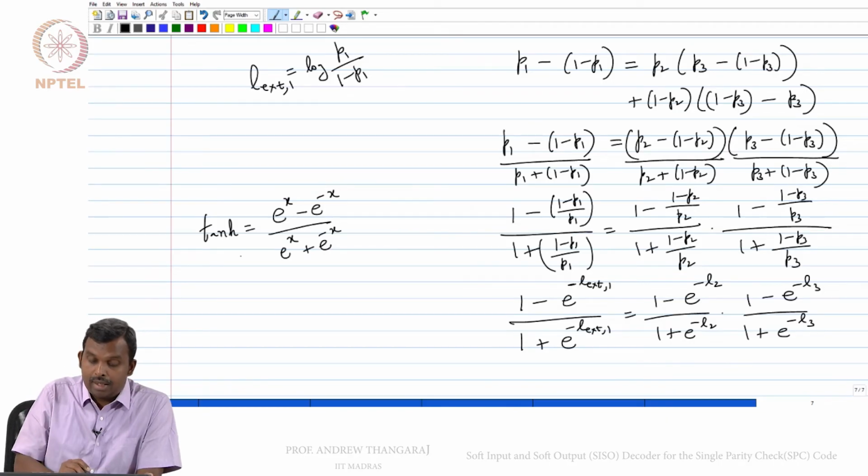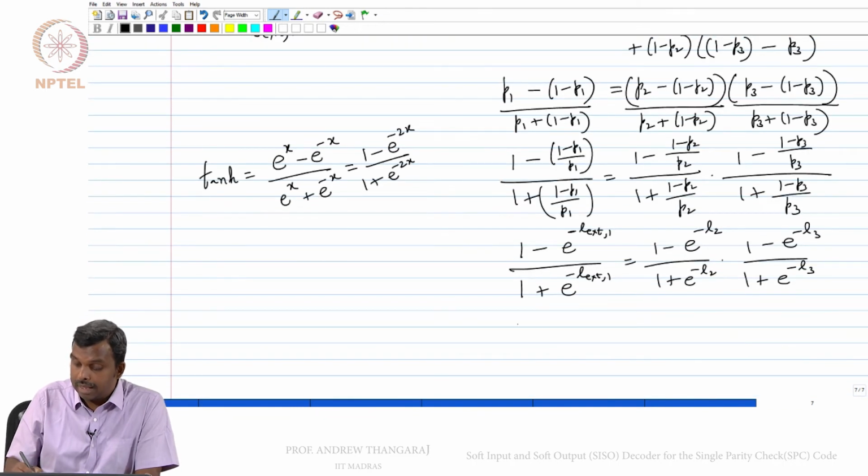Once again I will remind you about the tan hyperbolic function. It is e power x minus e power minus x by e power x plus e power minus x. In fact, one can write this as 1 minus e power minus 2x by 1 plus e power minus 2x. So it's the same thing.